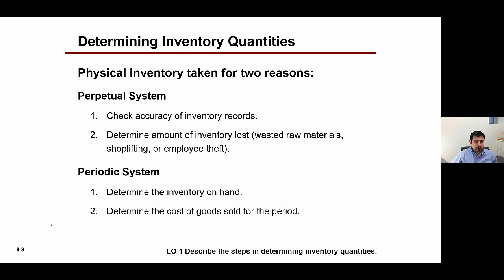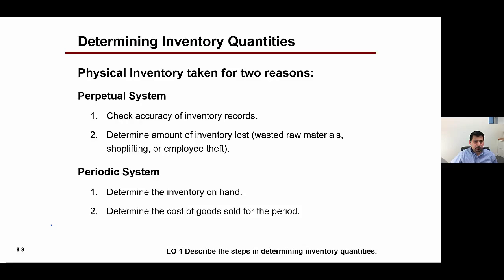As you remember, in chapter 5 we talked about the two inventory systems that the company might have. We talked about perpetual systems as well as periodic systems, and we said that companies who use both systems will in fact conduct a physical count at the end of the accounting period, however for different reasons.